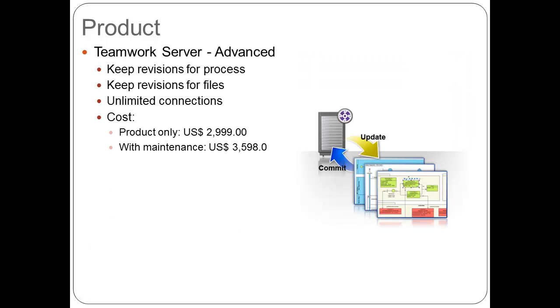www.visual-paradigm.com/shop/bpva.jsp. And the other product I'm using today is the Teamwork Server Advanced Edition. The Teamwork Server Advanced Edition can keep the revisions for the process, and it can also keep the revisions for the files. And the Teamwork Server has a very simple license model. You just need to purchase one server and you have unlimited connections. And you just need to buy the $99 modular edition to connect to the Teamwork Server.